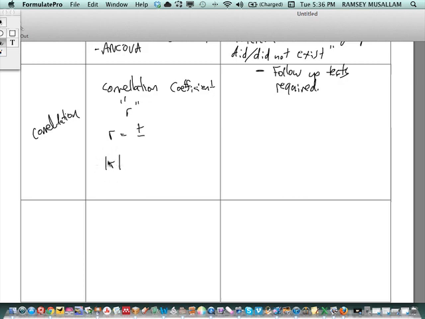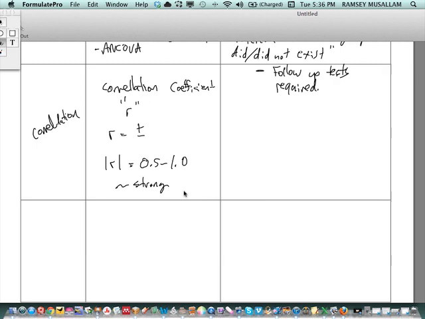Absolute value. Absolute value, right? So absolute value is all positive numbers. So if the absolute value of r is between 0.5 and 1.0, it's a pretty strong correlation. You're never going to have exactly 1. That's a perfect correlation. That means that everything that happens at A happens at B. Done, okay? Or vice versa.